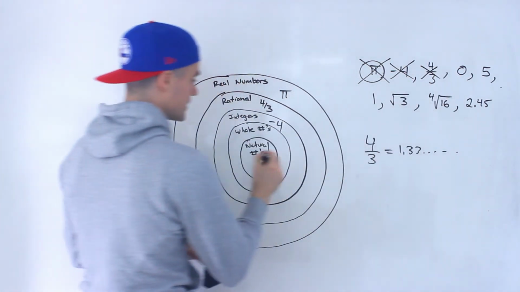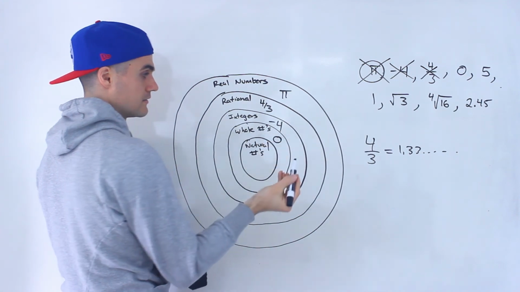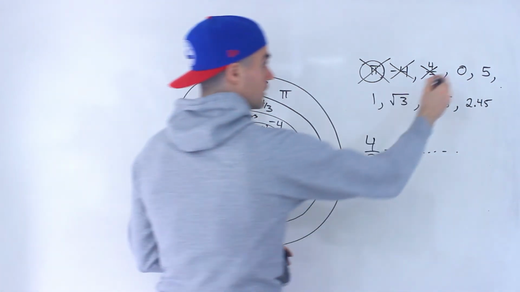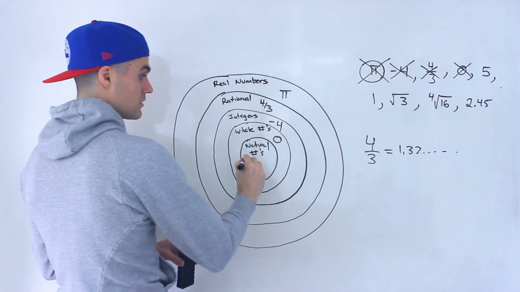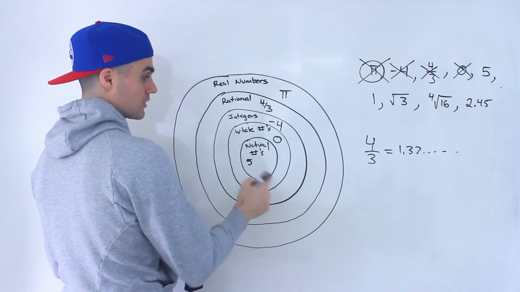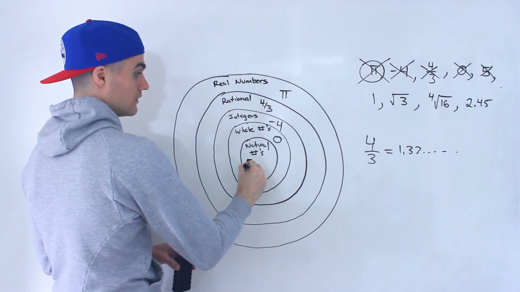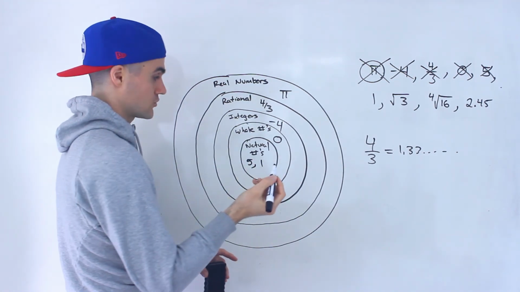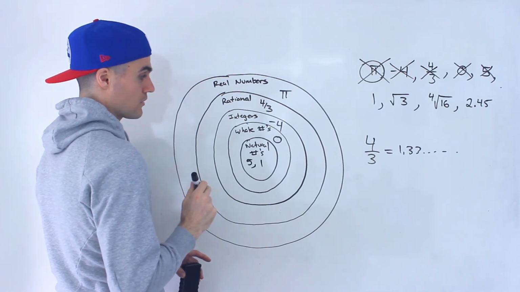What about 0? Is it a natural number? No. Is it a whole number? Yes, it is. 0 is a type of whole number. So we're done with that. 5, that's a positive integer. That's a type of natural number, so that would go within there. What about 1? 1 is a type of natural number. Right? It's a positive integer, so it would go within there.